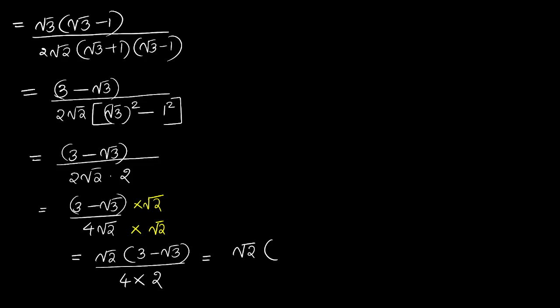Then either you may open the bracket or you need not, no problem. The rationalization is done now. Root 2 into 3 minus root 3 divided by 8. Or you may open the bracket. 3 root 2 or not needed. Okay, you can stop here.